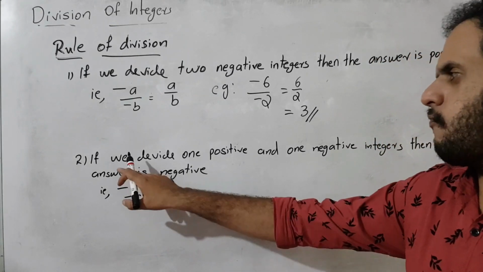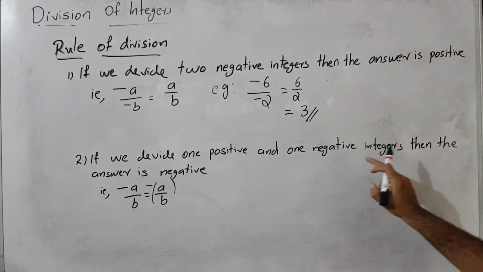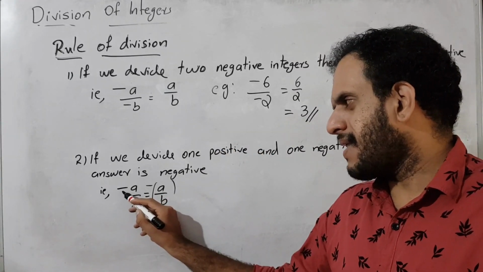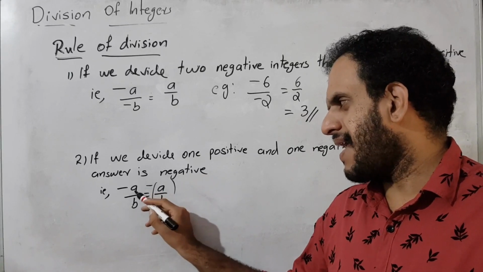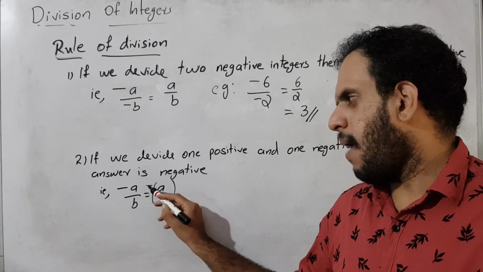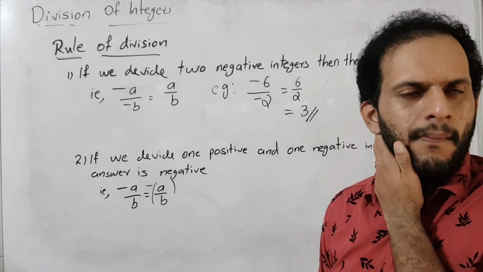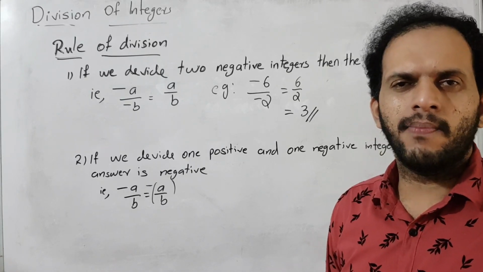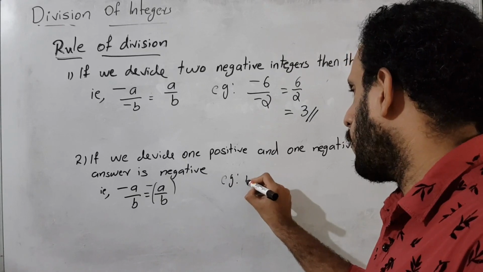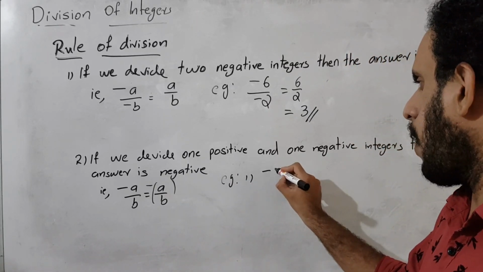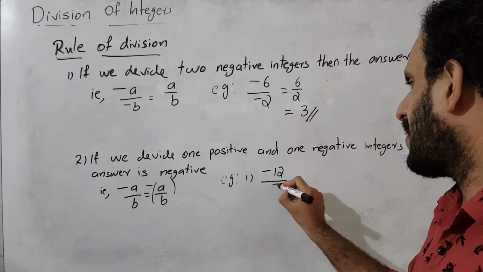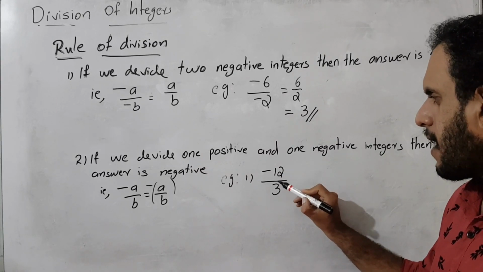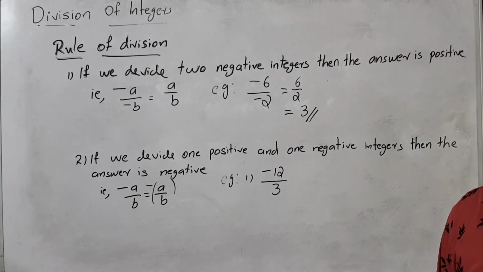If we divide one positive and one negative integer, then the answer is negative. That means minus a by b is equal to minus of a by b. For example, minus 12 divided by 3. That is minus a by b.